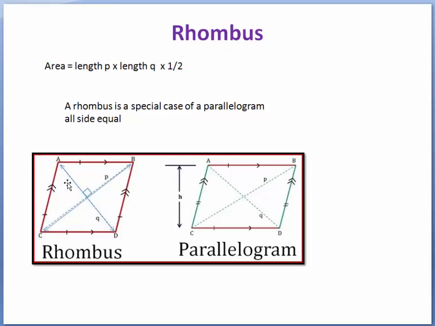So rhombus, the area is given by this diagonal and this diagonal, the lengths multiplied together, and then we half. So the length of P multiplied by the length of Q and half that. A rhombus is a special case of a parallelogram, and all the sides are equal. So is a rhombus a parallelogram? Yes, it is.